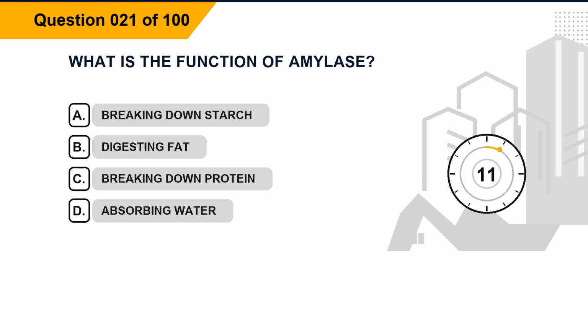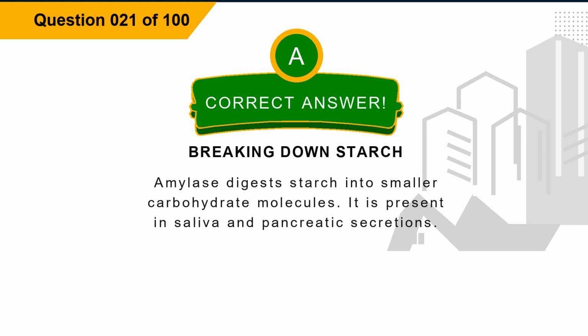Question 21. What is the function of amylase? Option A, breaking down starch. Option B, digesting fat. Option C, breaking down protein. Option D, absorbing water. The correct answer is option A, breaking down starch. Explanation. Amylase digests starch into smaller carbohydrate molecules. It is present in saliva and pancreatic secretions.